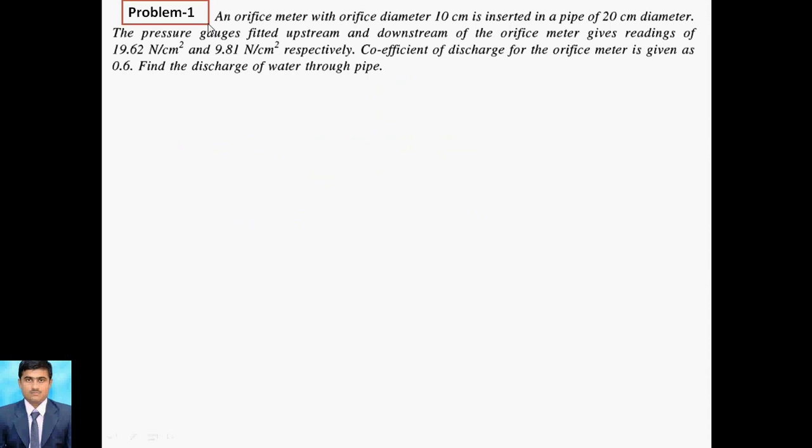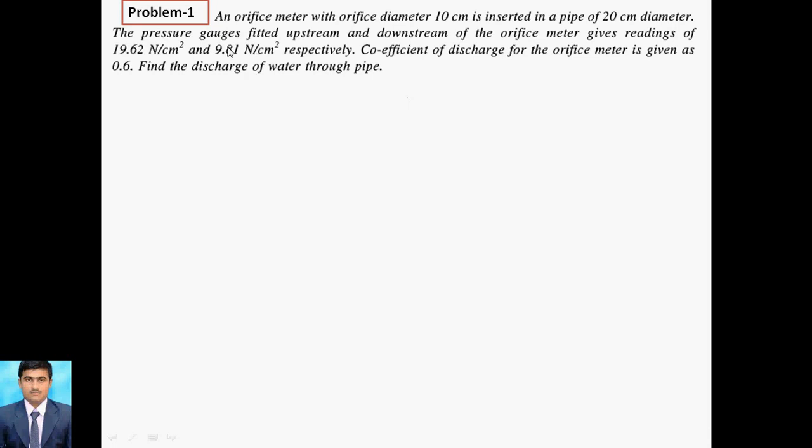Next, first of all, we'll discuss problem number 1. We already know that the orifice here has two diameters. The orifice diameter is 10 centimeter and it is inserted in a 20 centimeter diameter pipe. The pressure gauge is fitted at the upstream and downstream of the orifice meter. It gives readings of 19.62 Newton per centimeter square and 9.81 Newton per centimeter square respectively. The coefficient of discharge for the orifice meter is given as 0.6.